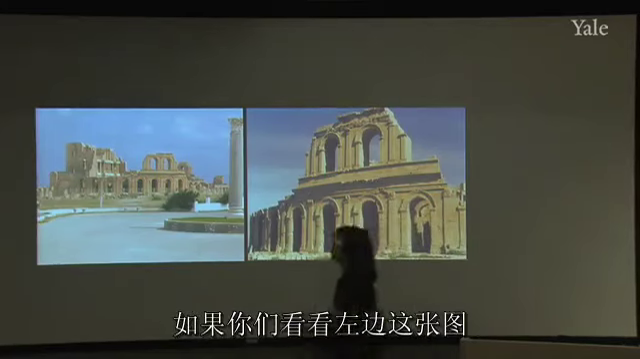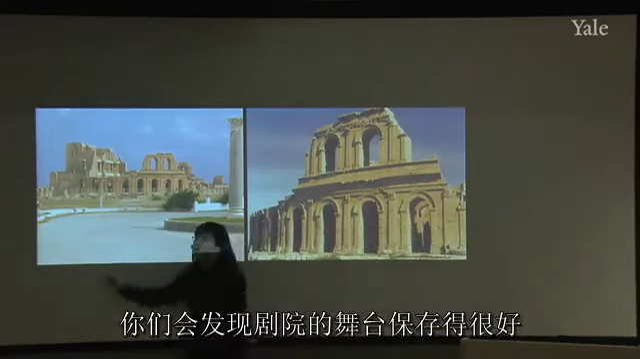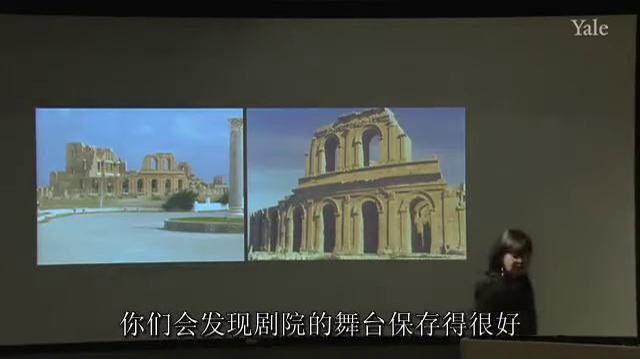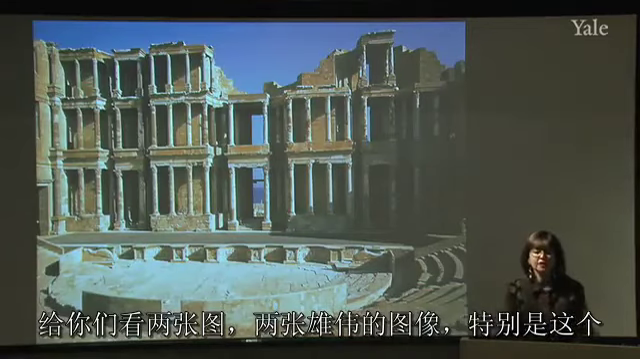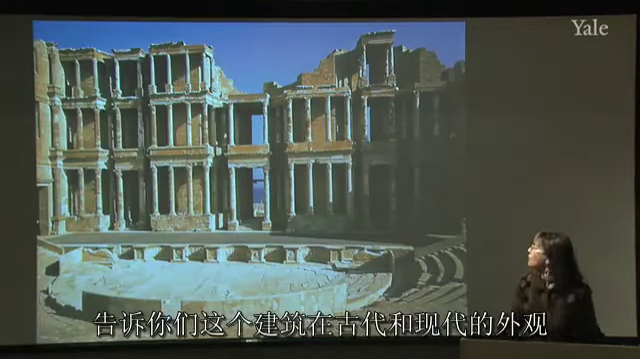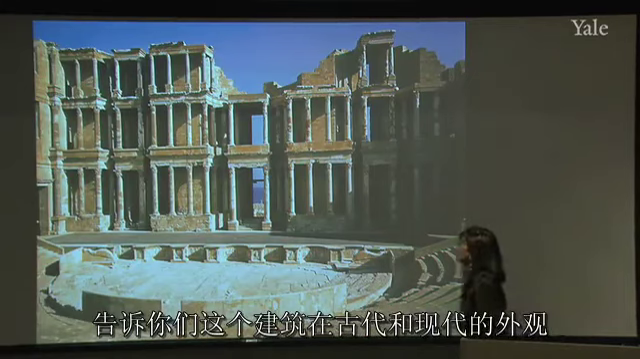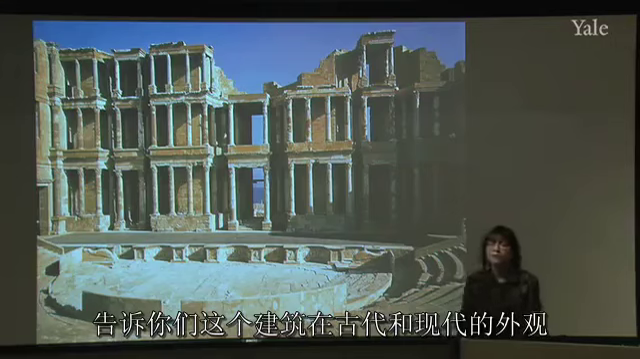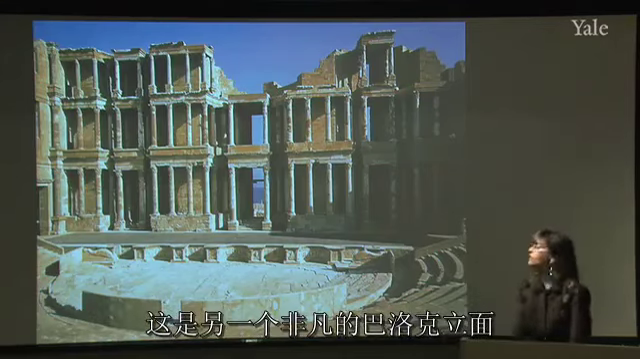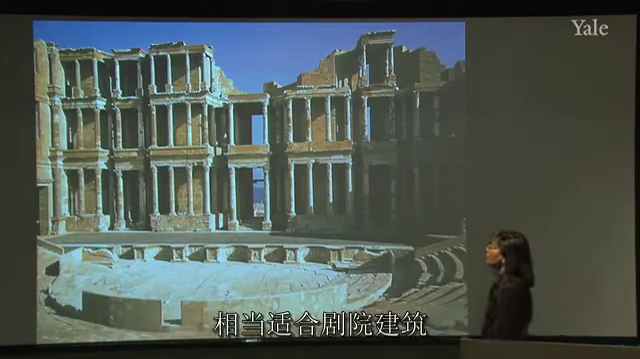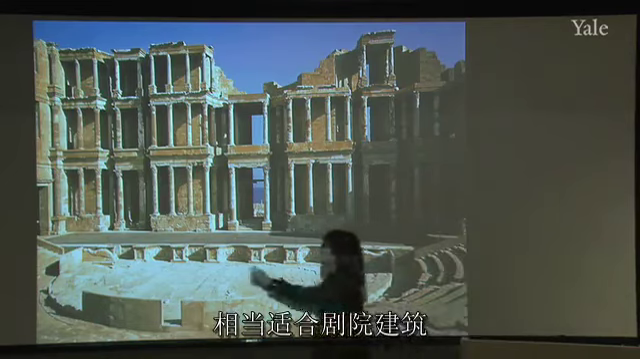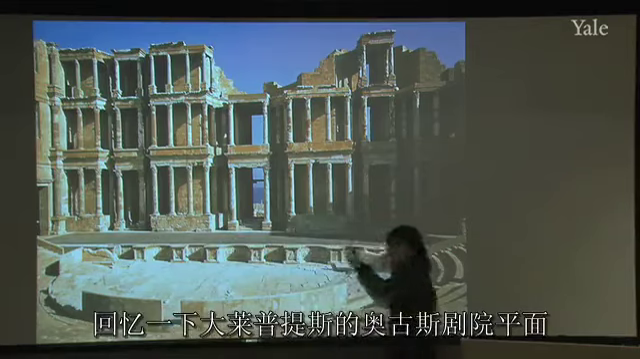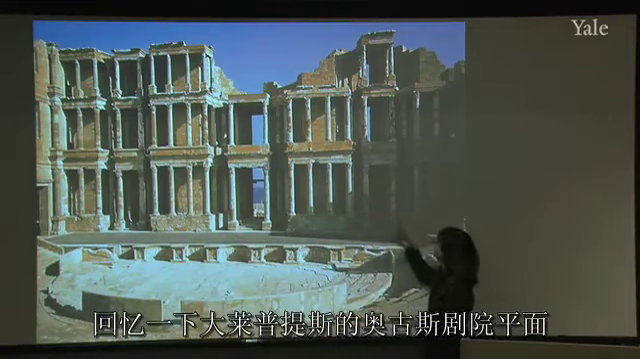If you look at the view on the left, you will see, however, that the stage building of the theater at Sabratha is particularly well preserved, and I want to show you 2 views, 2 spectacular views, this one in particular, which shows you what this structure looked like in antiquity and what it looks like now. And it is another one of these extraordinary Baroque facades, again so typical for theatrical architecture. We see the 3 great niches, as we often do. Think of the plan of the Augustan Theater at Leptis Magna, for example.